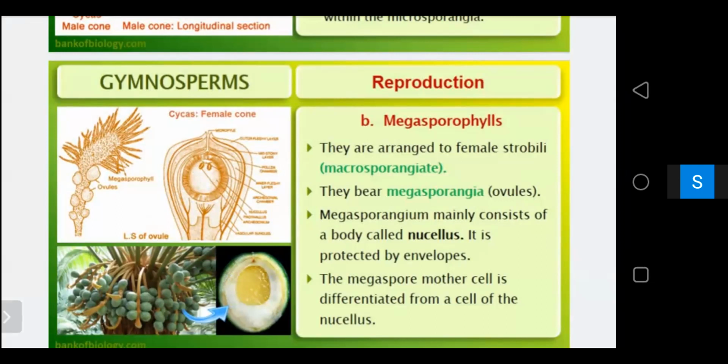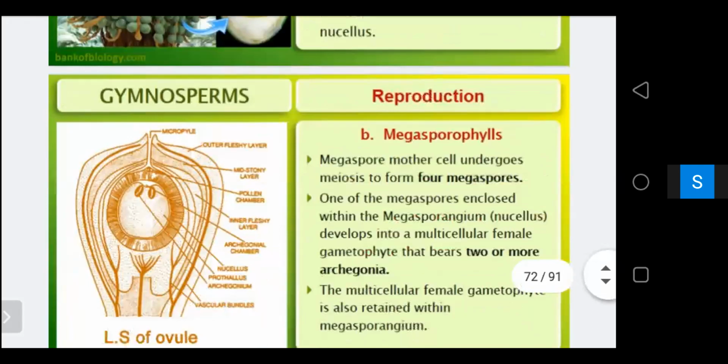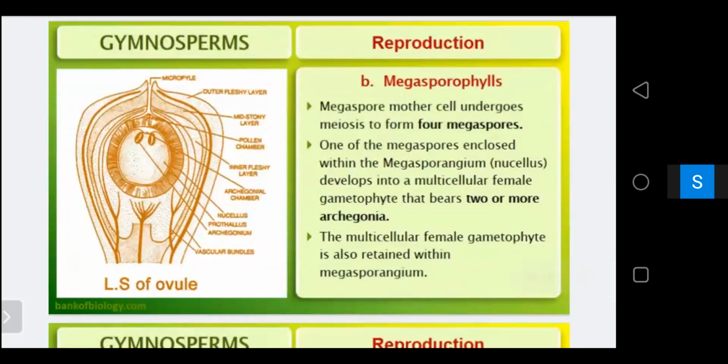The megaspore mother cell undergoes meiotic division, forming four megaspores, out of which three degenerate. Only one is enclosed within the megasporangium and develops into a multicellular female gametophyte bearing two or more archegonia. The multicellular female gametophyte is also retained within the megasporangium. The female gametophyte is not free living. As you can see, in this case it is retained on the megasporangium.